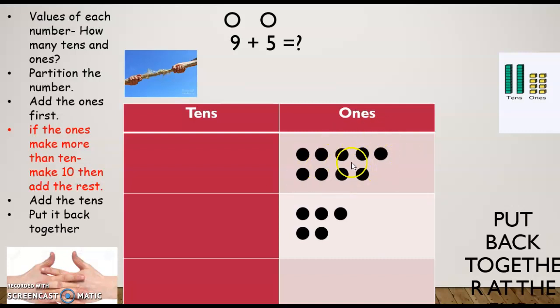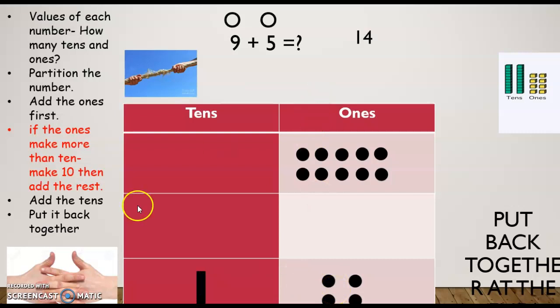So if we've got 9 here, I know that my number belongs to 10. 9 add 1 equals 10. So I'm going to move one of those up there. So now I've made a 10. I've got 4 left over. I'm going to swap these 10 ones for one 10. So I'll put that down in the tens column now. 1 ten, 4 ones equals 14.